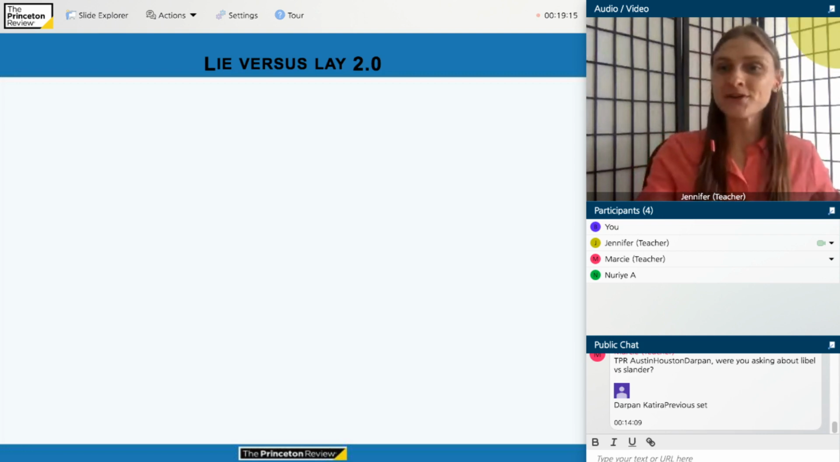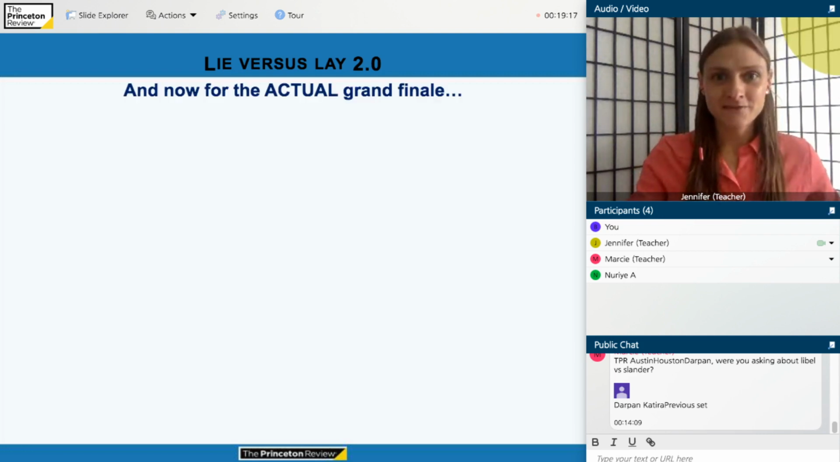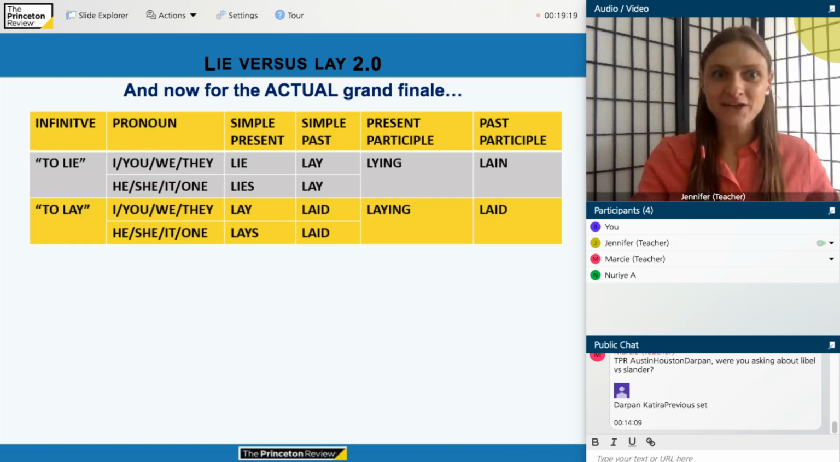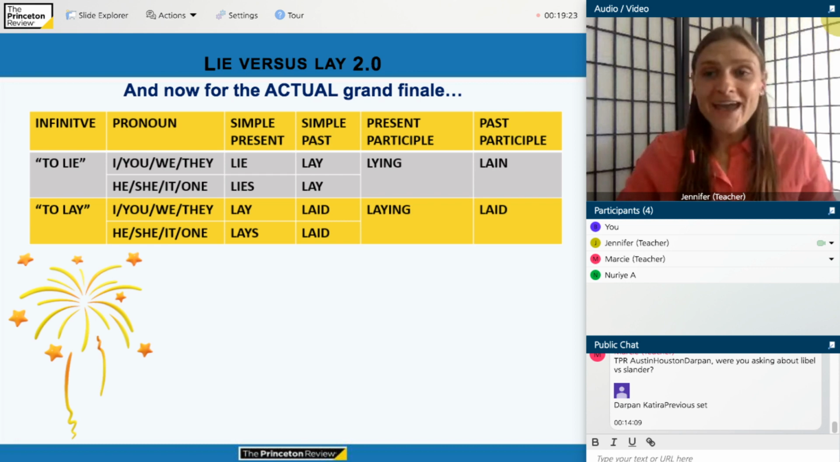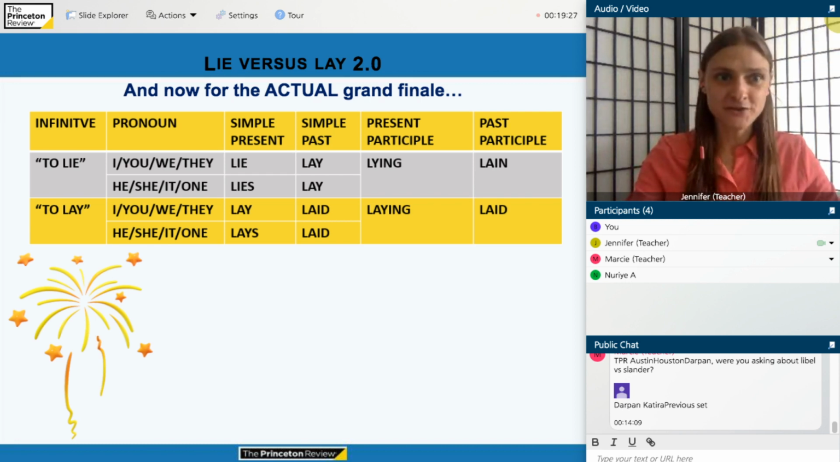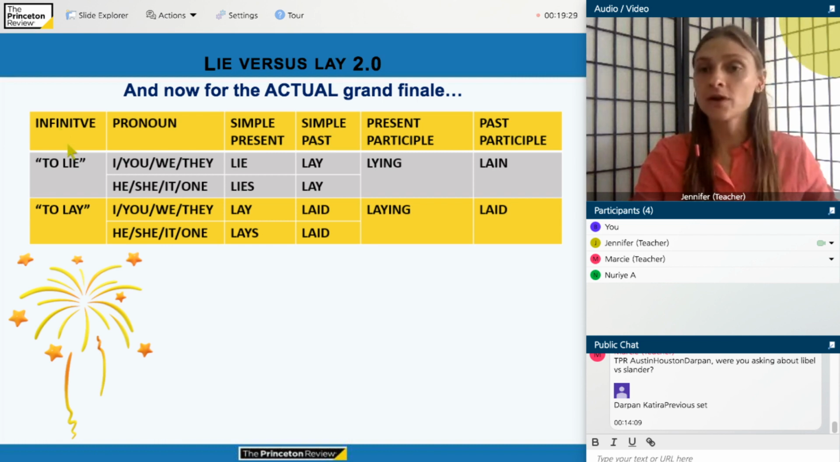So the 2.0 of lie versus lay, and our actual grand finale here. Final set. If you look at all of these words, I'll break down this chart for you so it makes sense. The infinitive, or the form of the verb that has the to plus the verb base, to lie and to lay. These are the pronouns that go with it. In the simple present tense, which we just looked at, I lie, you lie, we lie, they lie, and then it changes in the third person.